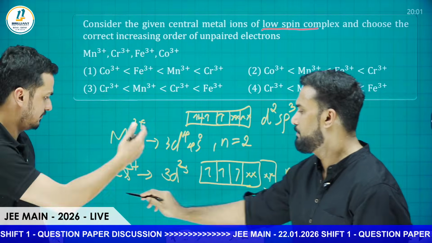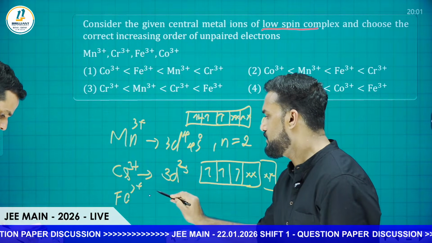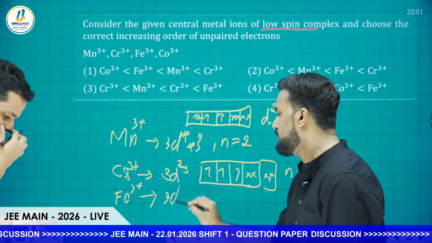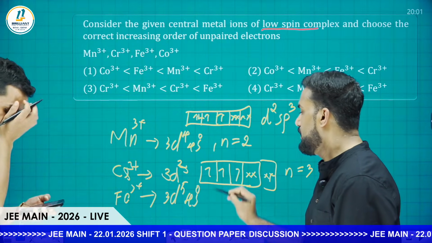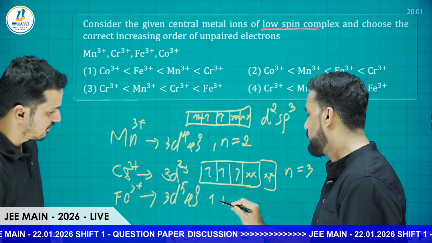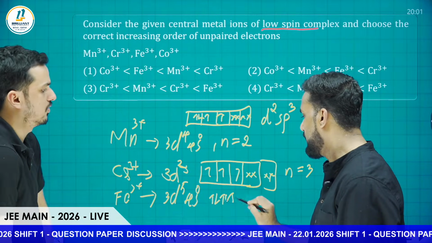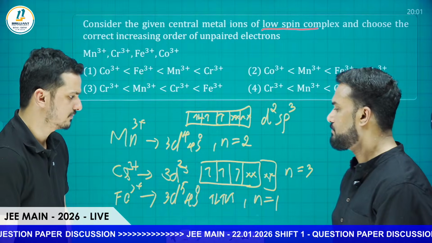Next one, Fe3+. Fe3+ means it is 3d6 4s2, so you will be getting 3d5 4s0. 3d5 4s0 means 5 electrons are there: 1, 2, 3, 4, 5. Only one is paired, so unpaired n will be equal to 1. Yes, exactly.